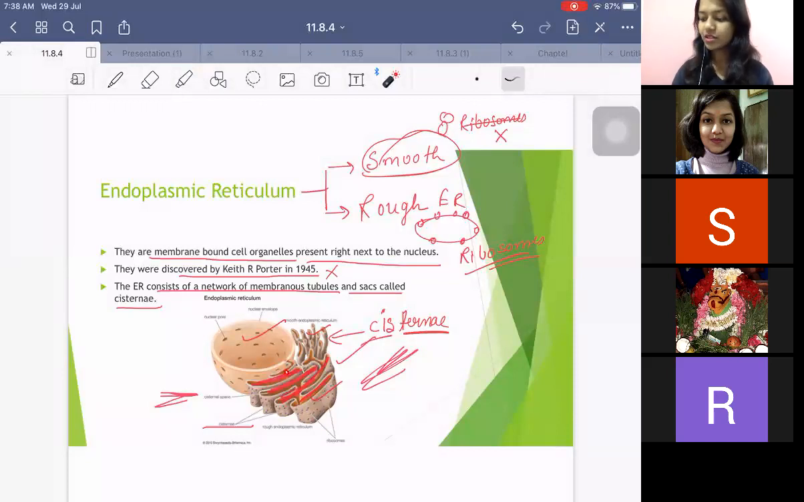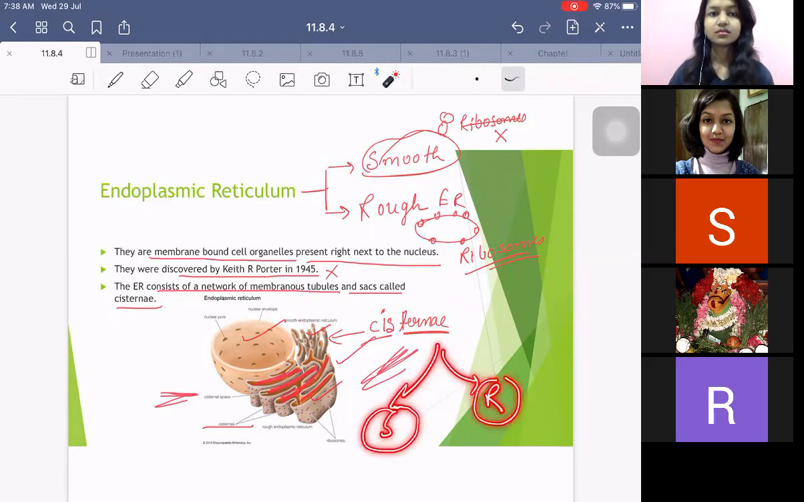Endoplasmic reticulum is the structure which is present in closest proximity to the nucleus. Then we talked about how we get smooth and rough. Smooth function is to make lipids and steroids, all these things. Rough does protein synthesis. Why? Because rough is granular in nature.